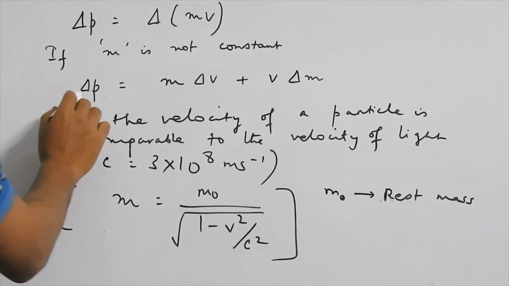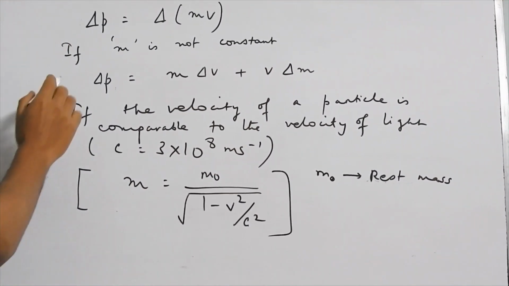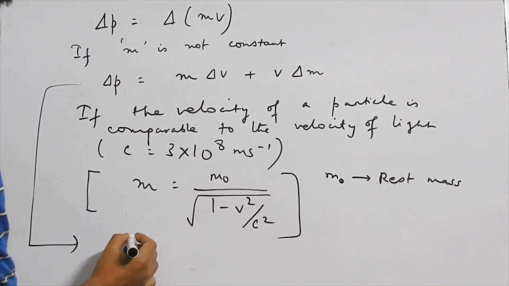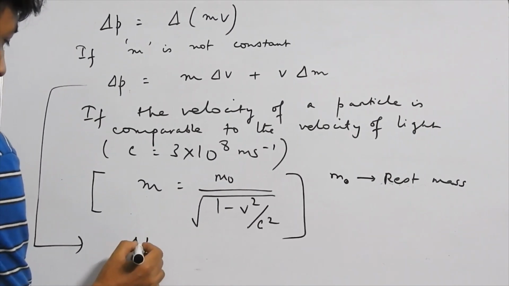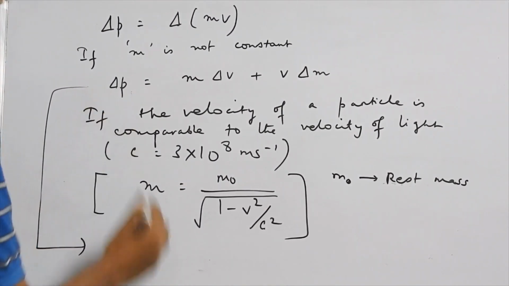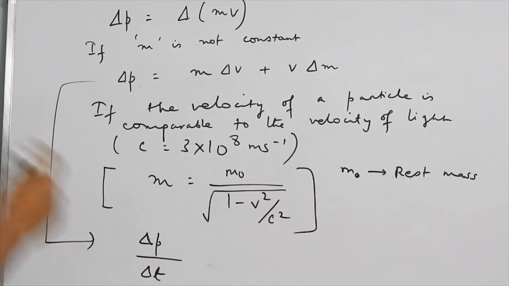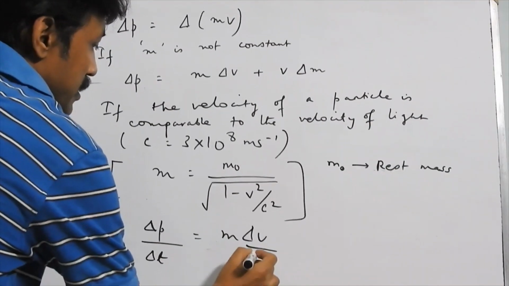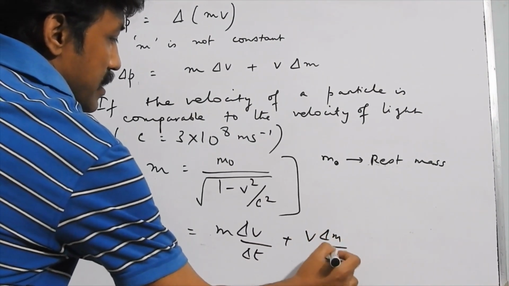Now if I divide this equation by the corresponding time interval during which the change is occurring, the change is occurring in a definite time interval. So if I divide this by change in time, delta t represents the time interval, I will get change in velocity by change in time plus v, change in mass by change in time.